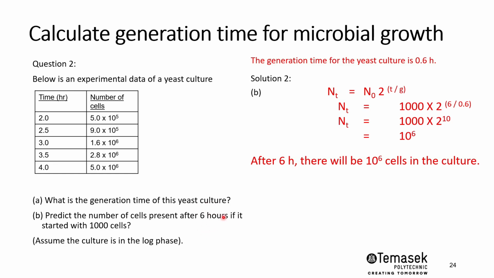So if we use 1000, that will be your initial start number as given in this question, times 2 to the power of 6, because here we want to find out after 6 hours what is the final cell number, and then divided by the generation time, which we know is 0.6. So if you punch in the numbers and the equation in your calculator, then after 6 hours there will be 10 to the power of 6 cells as derived here.